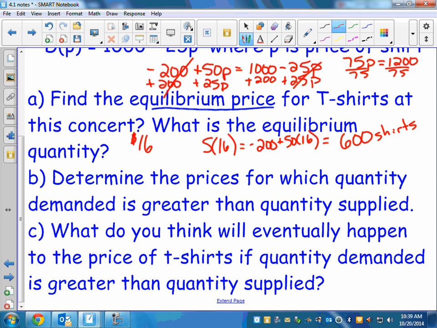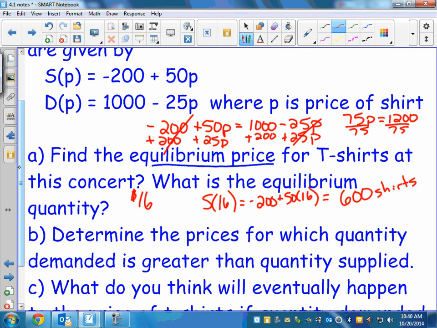Determine the price for which quantity demanded is greater than quantity supplied. What do you think we do with that? Demand greater than supply. Are we going to end up with 16 again? So could we maybe infer that it's going to be a price greater than $16, or is it going to be less than $16? We better just do it. I was trying to skip.